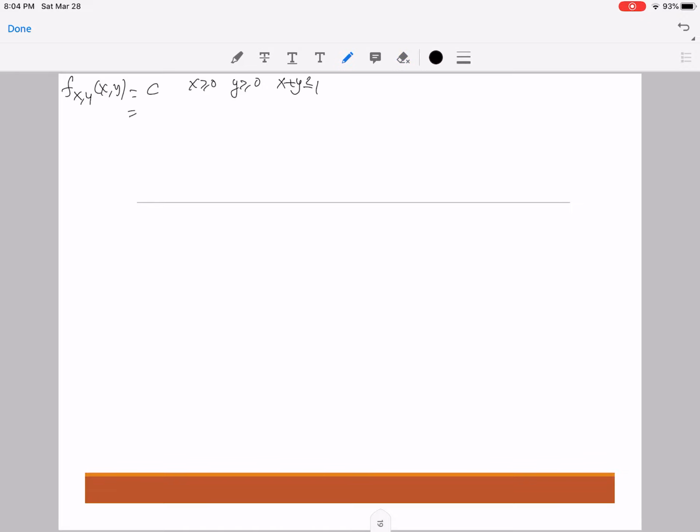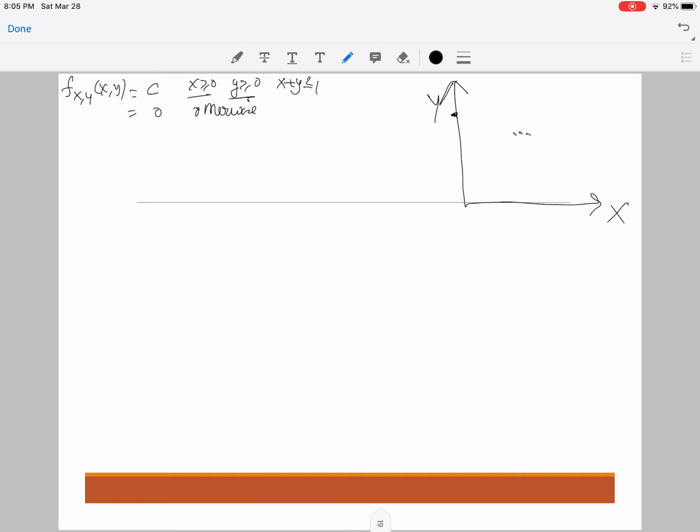and it is equal to 0 otherwise. And I need to find the value of constant C first. So it's always useful for us to draw the region of non-zero probability. The region of non-zero probability is as follows. X is greater than or equal to 0, y is greater than or equal to 0, which tells you that this is going to be in the very first quadrant. But you have this additional relationship that x plus y is less than or equal to 1.